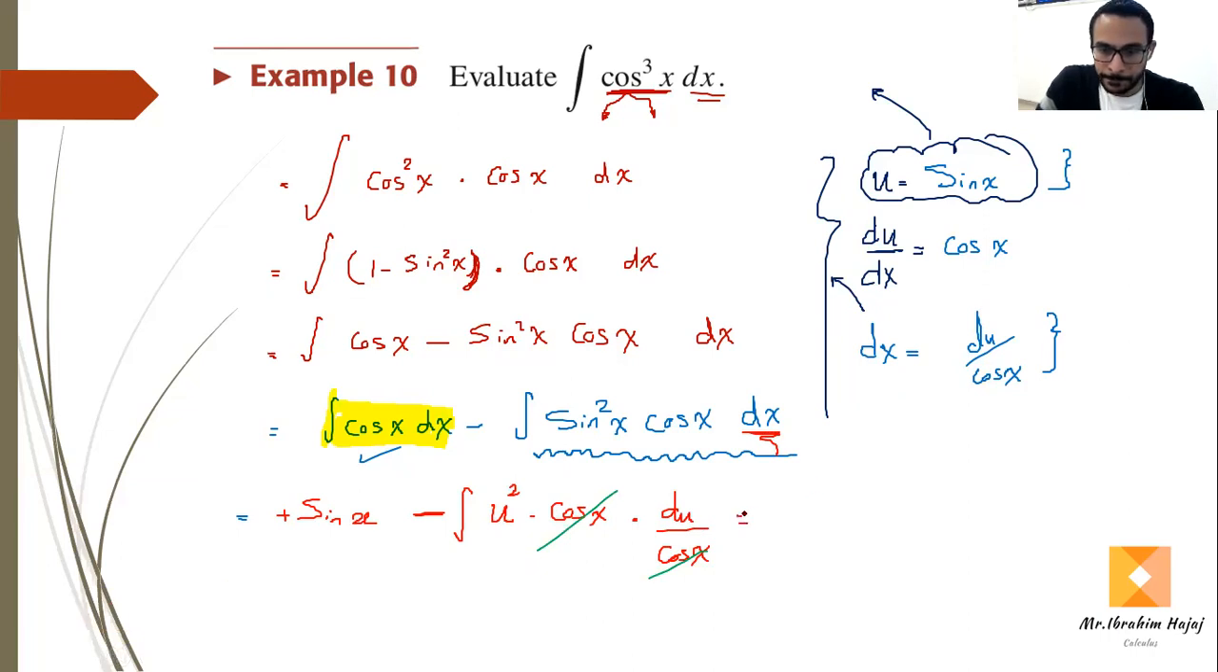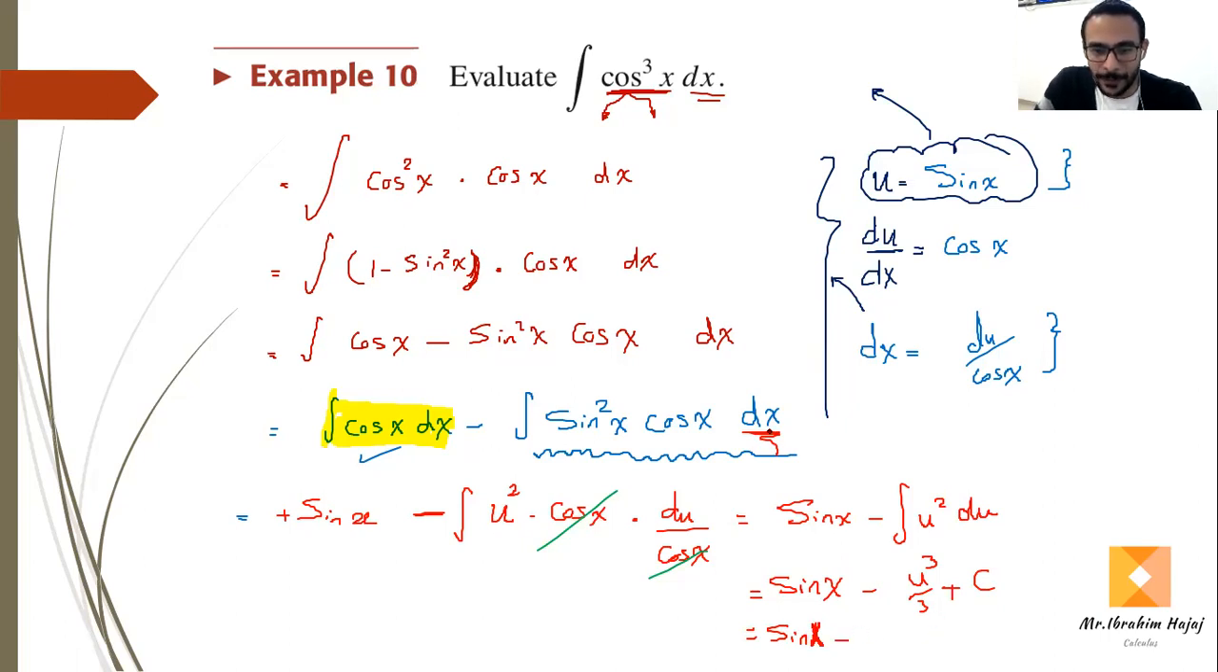Then we use the steps of adding 1 and dividing, which will be u cubed over 3, minus the integral of u squared du. So it's sine x minus u cubed over 3 plus C. The final step is to substitute sine x back for u: sine x minus sine cubed x over 3 plus C.